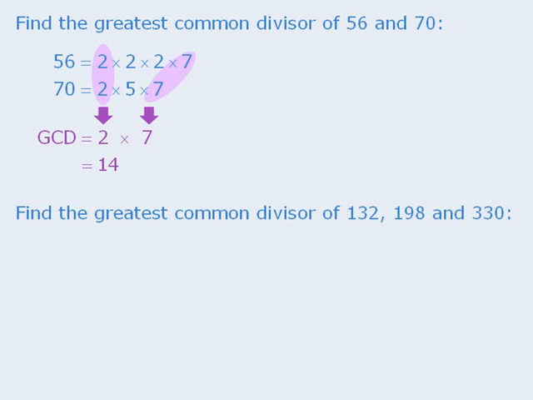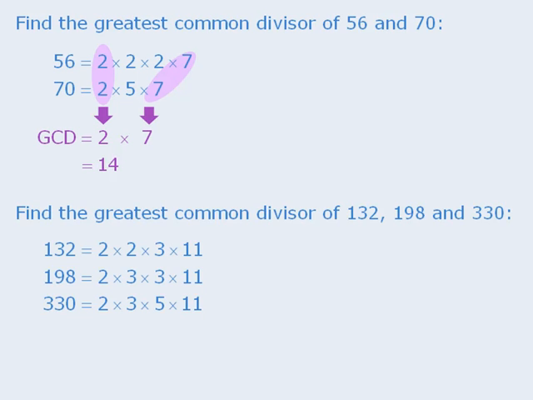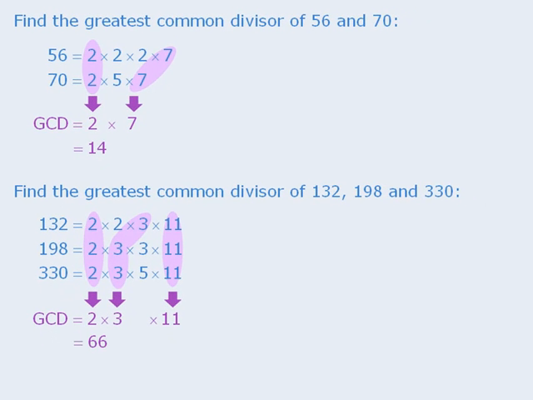Let's do one more. Let's find the greatest common divisor of 132, 198, and 330. Now keep in mind that it is very rare to have to find the greatest common divisor of more than two numbers. However, the technique for three numbers is the same as the technique for two numbers. So let's proceed. First, we'll find the prime factorization of each number. Then we'll identify all of the prime factors that all three numbers have in common. And finally, the greatest common divisor will be the product of the shared prime factors. So the greatest common divisor of the three numbers here is 66.